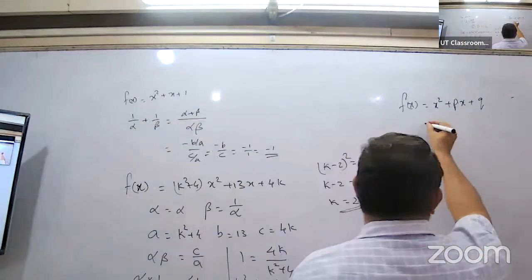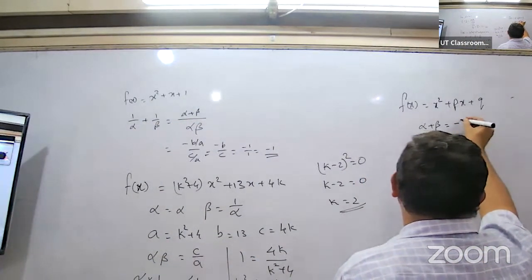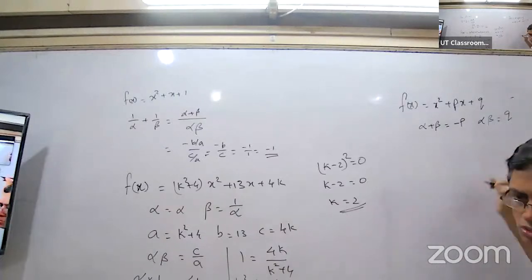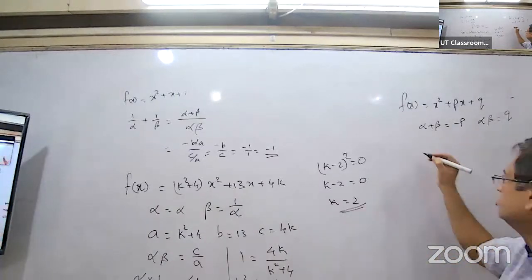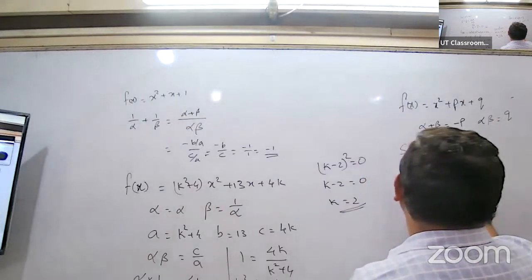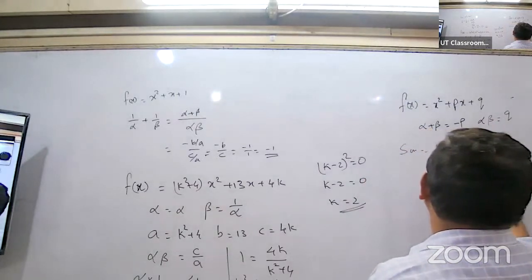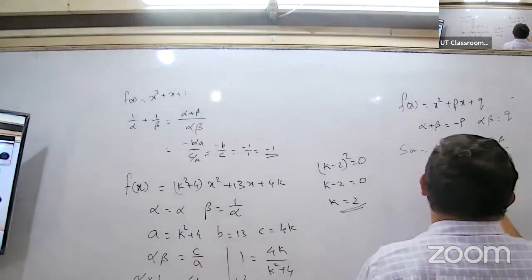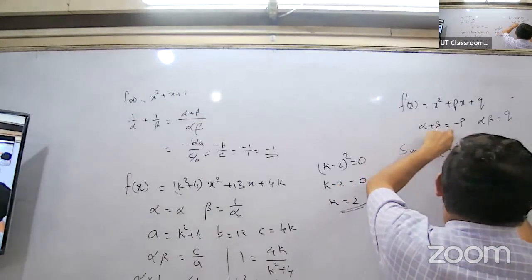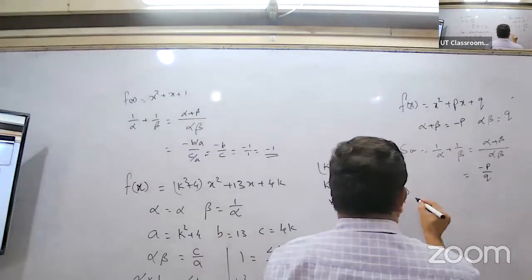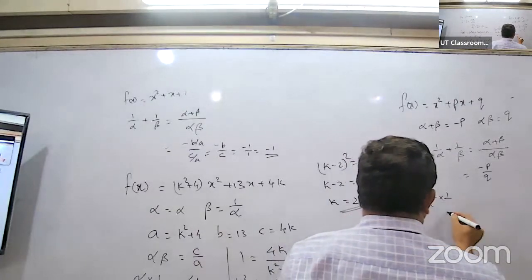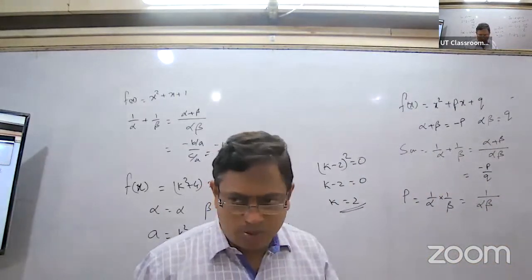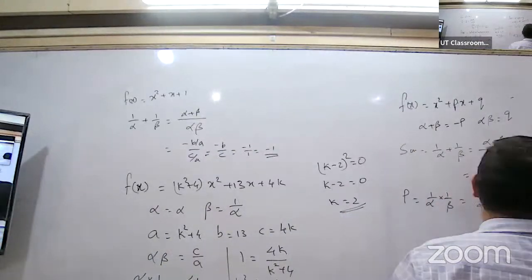So what is alpha plus beta? Minus b by a, means minus b, no. And alpha beta is c by a, means q by 1, q. So sum is equal to 1 upon alpha plus 1 upon beta. Take the LCM. So alpha plus beta upon alpha beta. Alpha plus beta is how much? Minus p upon q. Okay. Product is 1 by alpha multiplied by 1 by beta. That is 1 by alpha beta. And those who got the answer, tell loudly now before I write. That is equal to 1 upon q.